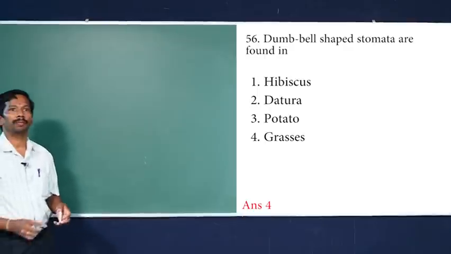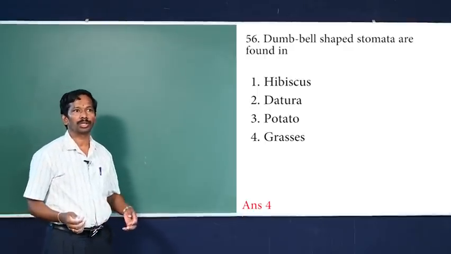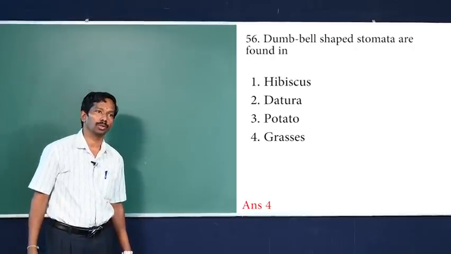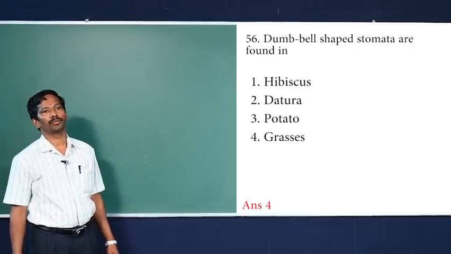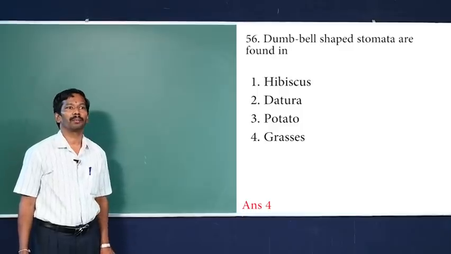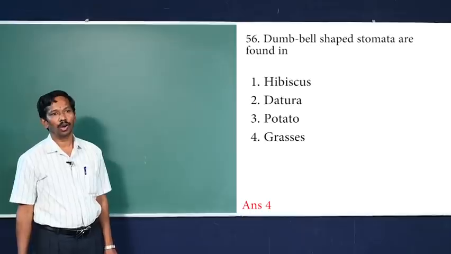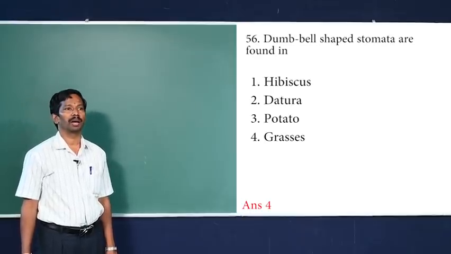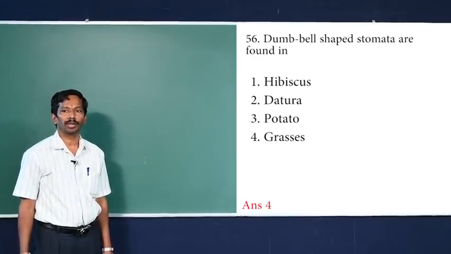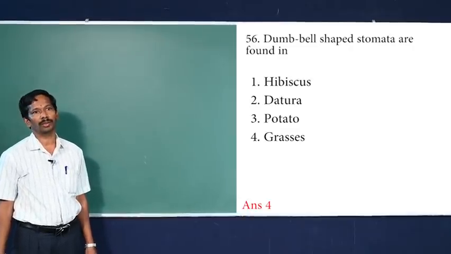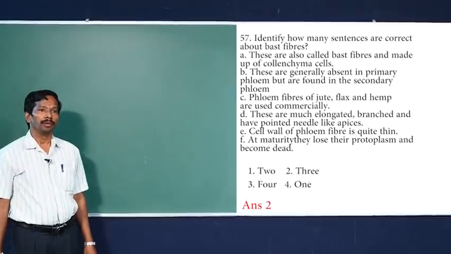56. Dumbbell shaped guard cells associated with stomata are found in: option number 1 hibiscus, option number 2 datura, 3 potato, and option number 4 grasses. The first 3 examples are dicotyledonous, so there should be the presence of kidney or bean shaped guard cells. So the answer should be the 4th one for question number 56. Dumbbell shaped guard cells are associated with monocots or grasses.